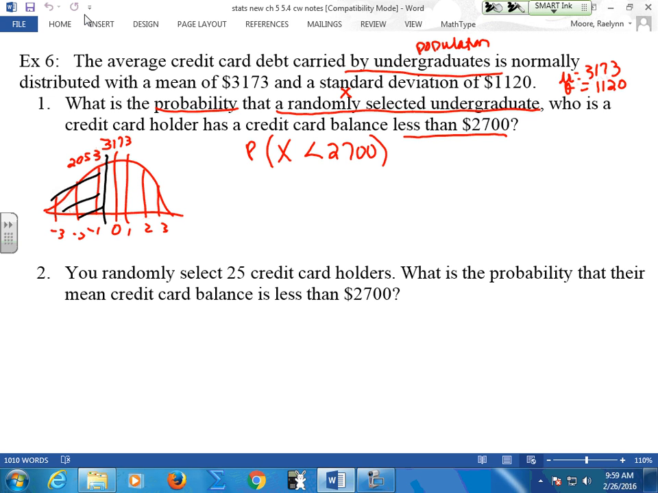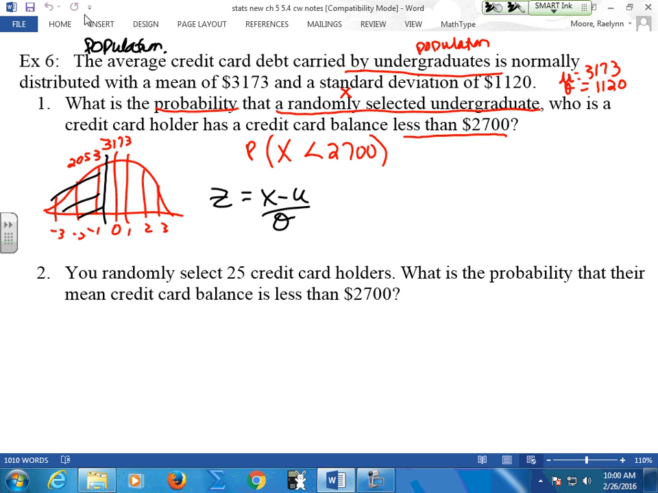So if you were going to guesstimate this, what percent would you give me? 45? Okay, 45. Somewhere up, but we agree less than 50. And we agree it's probably at least 40 or so. So now, we take our regular z-score, because this is for the population.